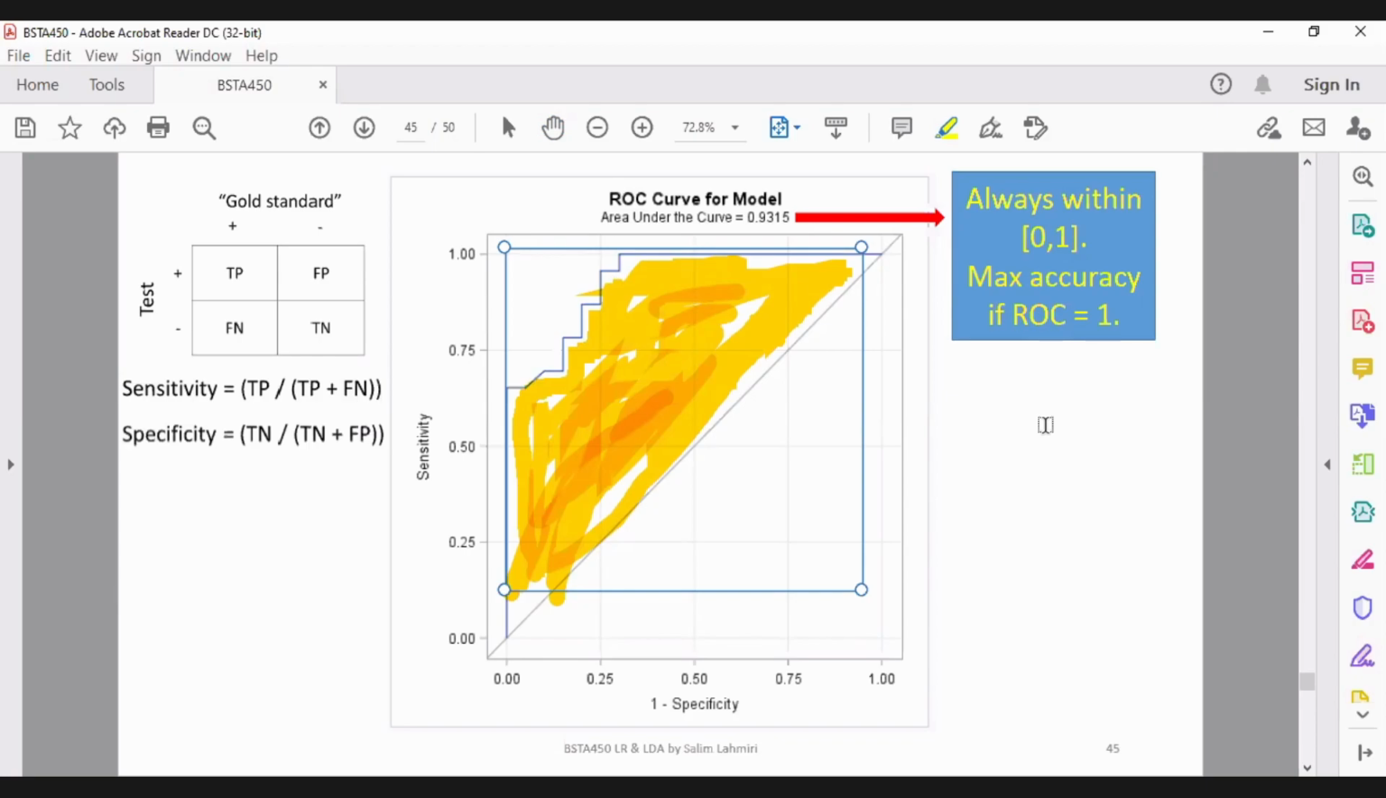Following this logistic regression, we get an area under the curve equal to 0.9315, meaning that the model is very good because 0.9315 is very close to 1. This is another metric that can be used besides accuracy, error rate, sensitivity, and specificity.